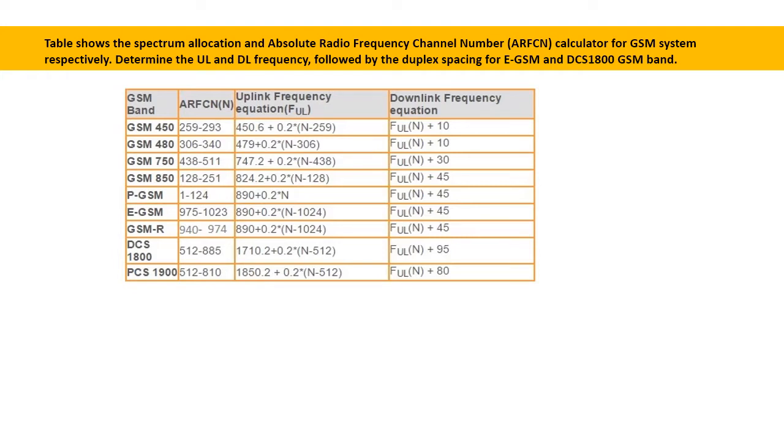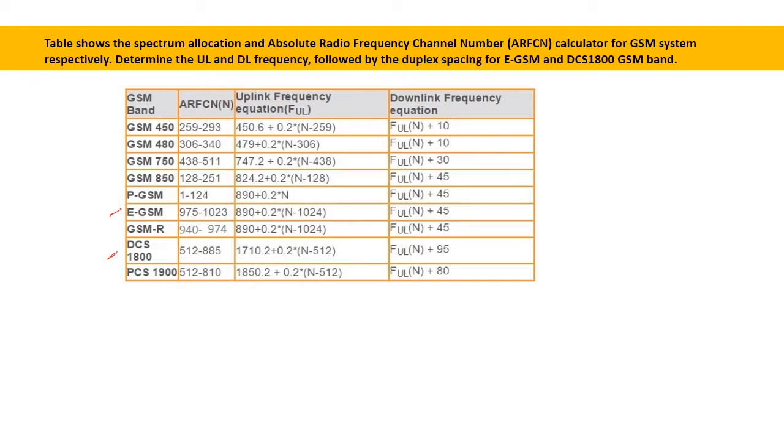So what we need to determine is the uplink and downlink frequency for eGSM and DCS 1800. If we look at the table, it is considered a calculator, because all the formulas are given. For different GSM bands with different ARFCN, which is denoted N, we have different formulas. All the constants are already given, for the frequency of the uplink as well as the frequency of the downlink.